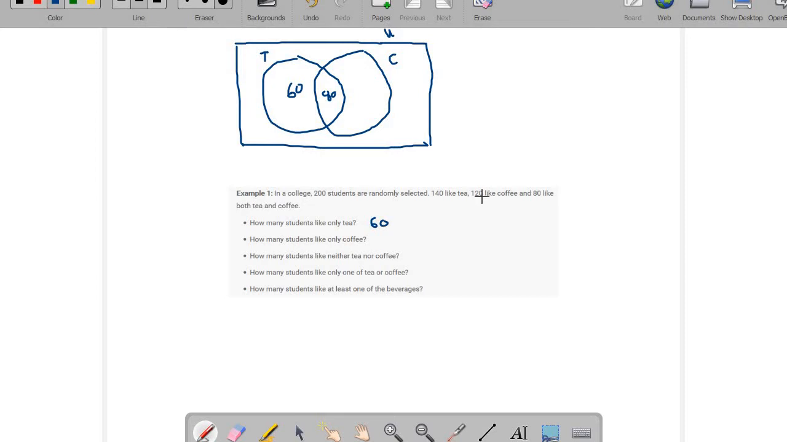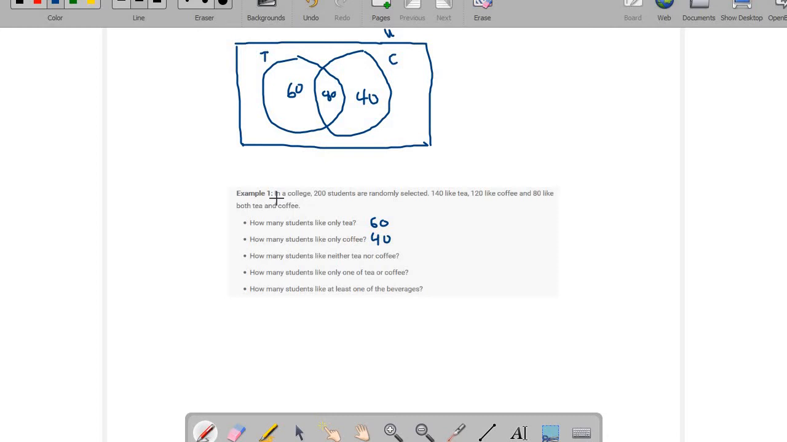Alright, it also says 120 persons like coffee. So we need to do the same thing, which is to subtract those who like both kinds of tea or hot beverages. So we're going to say 120 minus 80, and that should give you 40. Alright, we can go ahead and answer this question.